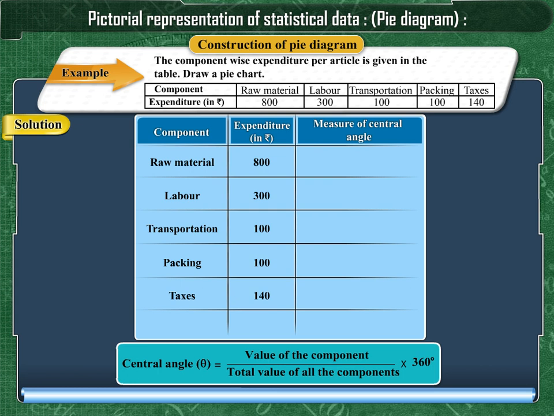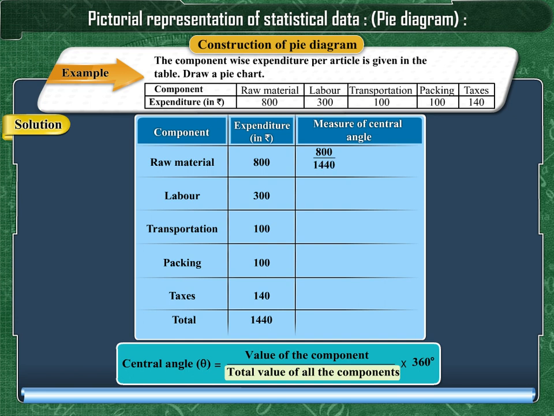Proceeding in the same manner, we get the measure of central angle for transportation is 25 degrees, for packing is 25 degrees, and for taxes is 35 degrees. Note that the sum of the measures of central angles of all items is 360 degrees. We will now draw a pie diagram by using these measurements.